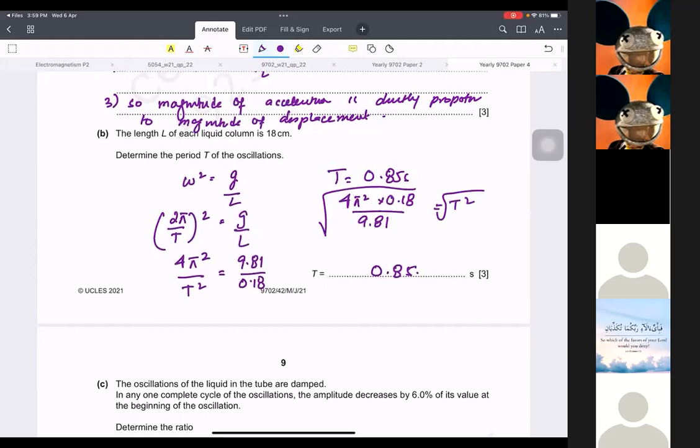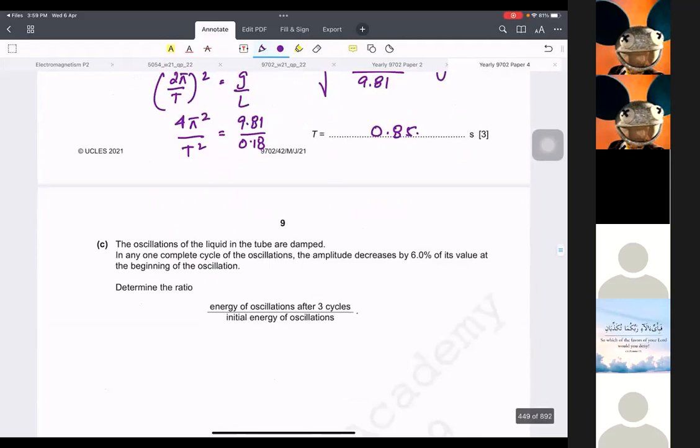Okay, now the oscillations of the liquid in the tube are damped. In one complete cycle of oscillation, the amplitude decreases by 6% of the beginning. So determine the ratio. Now this is something very, very important. You should remember that intensity is directly proportional to amplitude square. Intensity is energy over time over area. If these are the same, then energy is proportional to amplitude square. Do you guys understand?